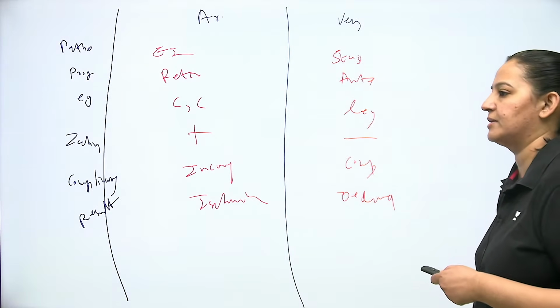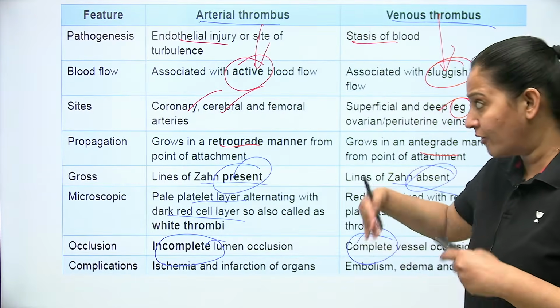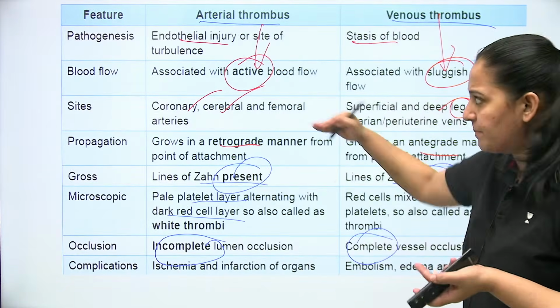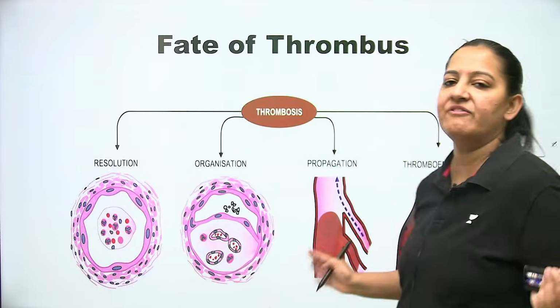Everyone gave me a thumbs up. Now try to correlate the complete table. I have explained you. Draw the diagrams wherever necessary. Explain the points wherever necessary. Right. These are the types of thrombus. The last thing: fate of the thrombus.